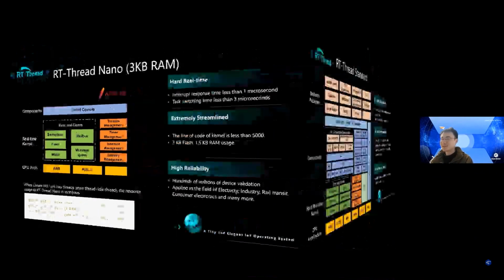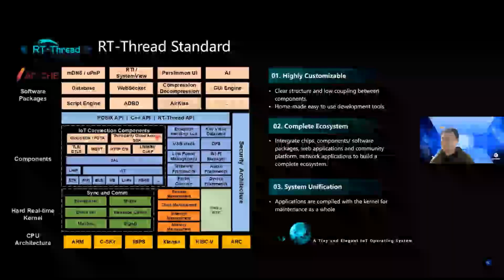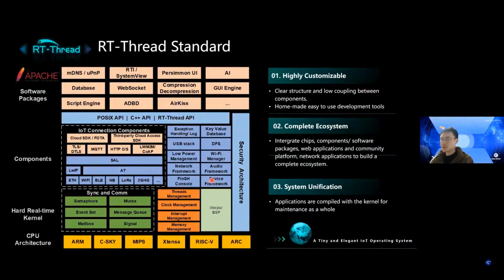The next one is the standard version. As I mentioned before, the standard version includes more features such as key-value database, USB stack, device file system, Wi-Fi manager, and etc. It also provides socket abstraction layer and the POSIX layer. So the Linux command applications run on RTOS as well, so that you can write applications that can run across operating systems.